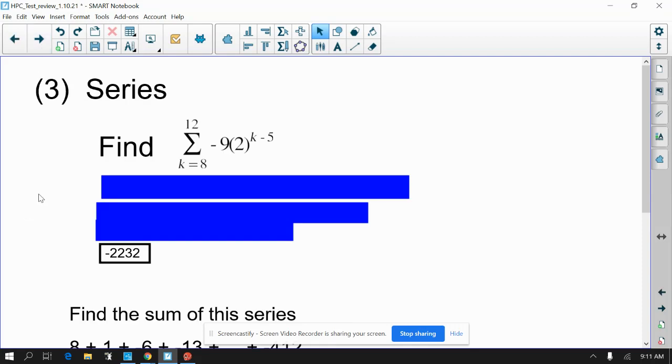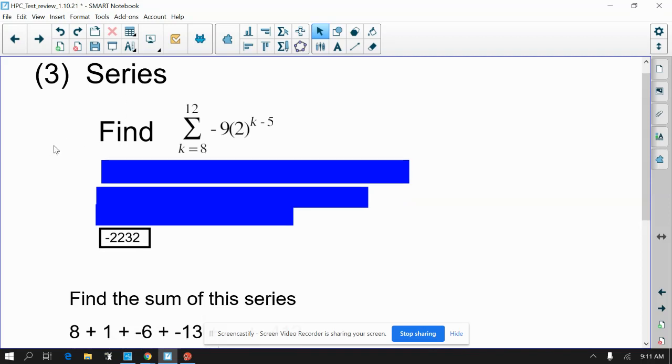Series, again, same thing with sequences. There's lots of ideas with series. Look at your notes and the homework and you should be fine. So find this sum. The sigma means sum of this sequence from the 8th term all the way to the 12th term. Again, this is the correct answer, but correct answers are important, but how do I get from here to here? So that's showing your work.